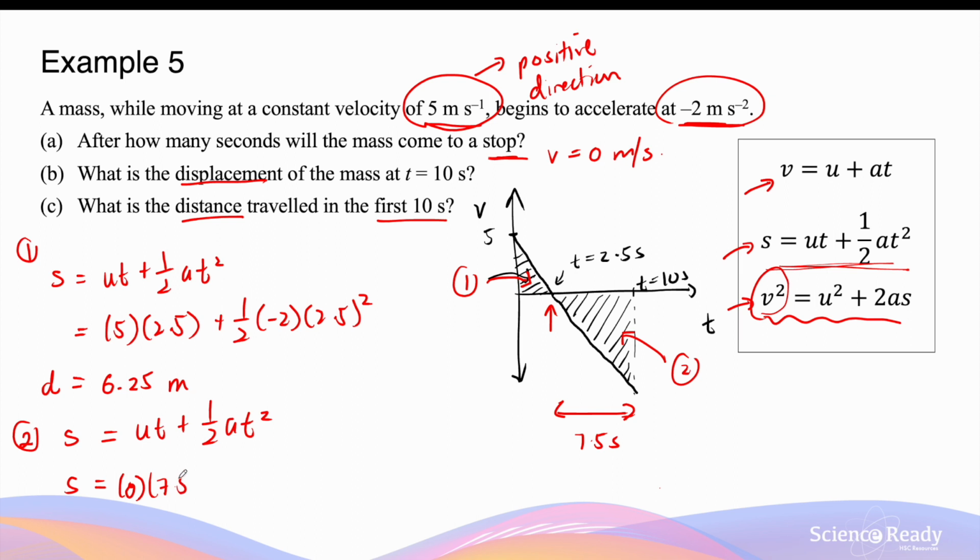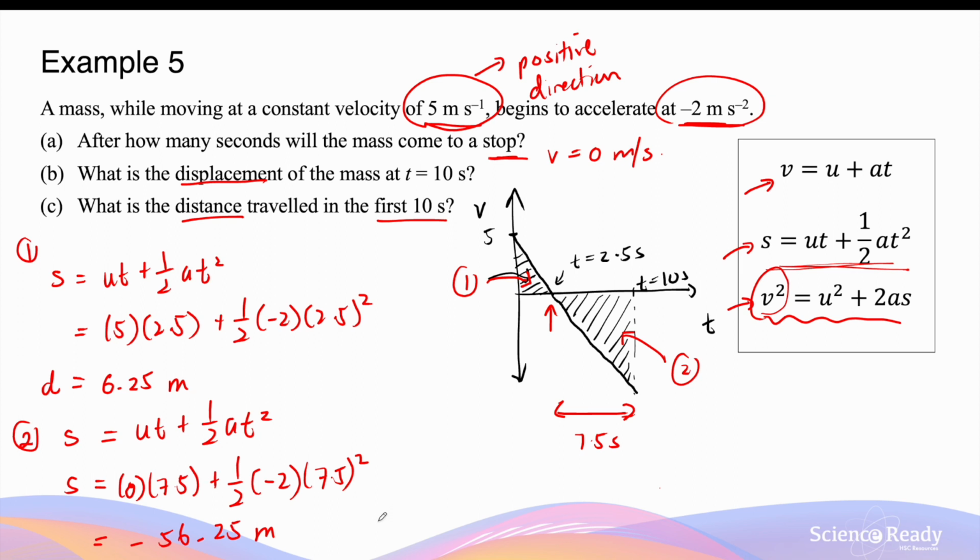So times by 7.5 seconds plus half times by a, which is still minus 2 meters per second squared, times by 7.5 squared. This gives us minus 56.25 meters. So this makes sense because the displacement is now negative as the object is traveling in a negative direction due to its negative velocity.